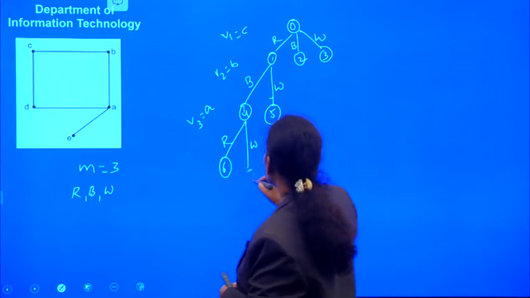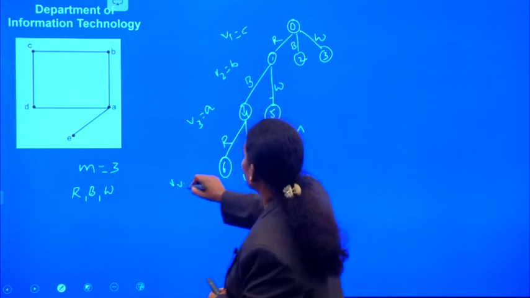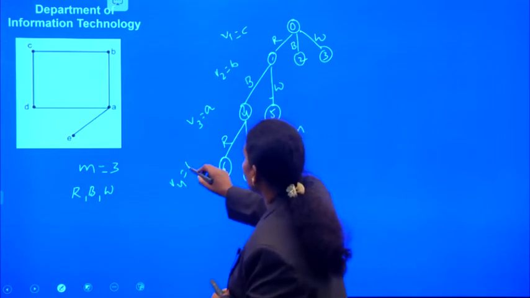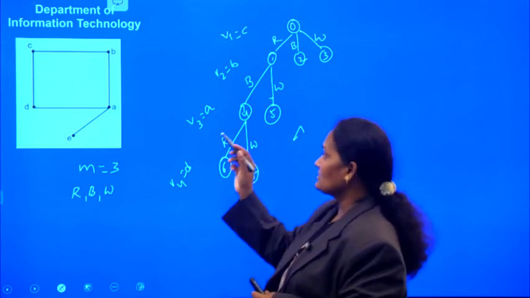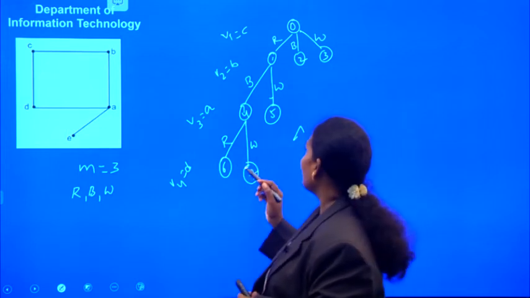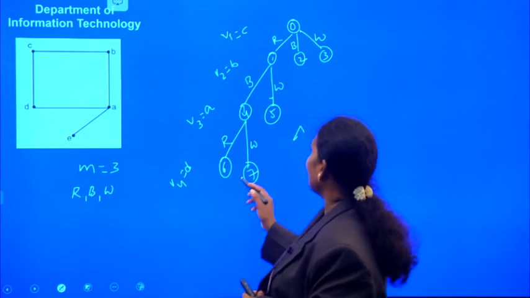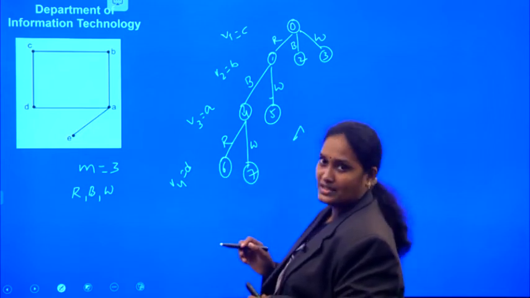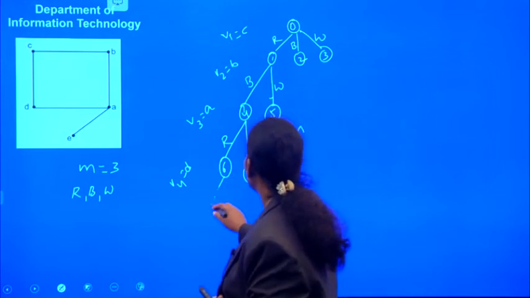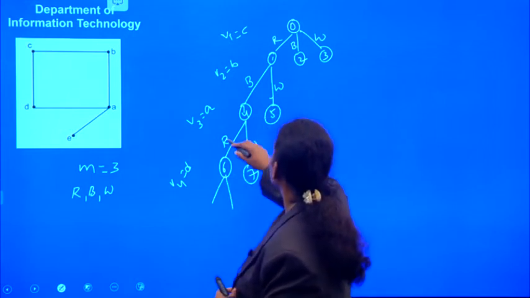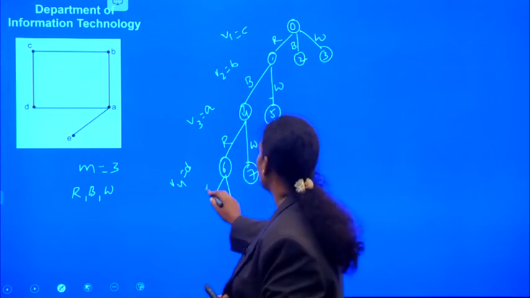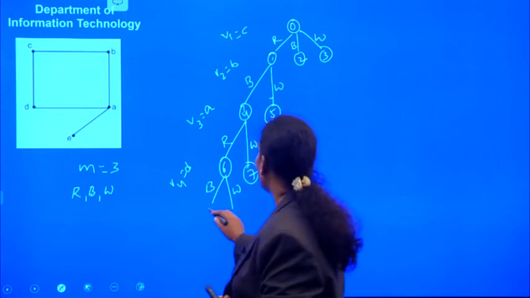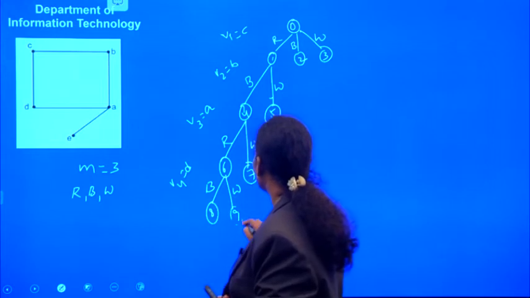So if I use red here, and go for vertex 4, which is D. Here D is adjacent to both C and A. The colors I used for C and A, I cannot use the same color for D. So for C and A both I used the color red, so I cannot use red. So I can use blue or white.